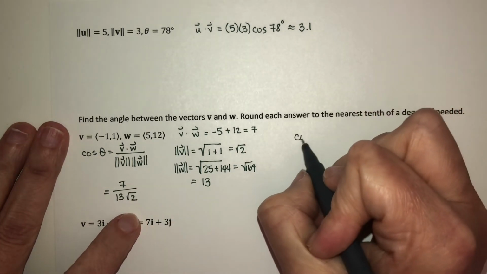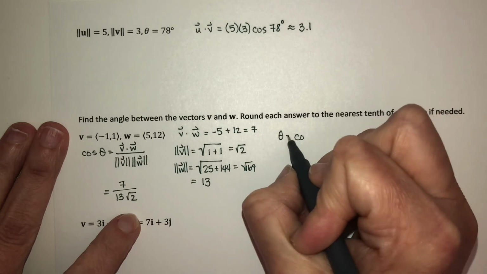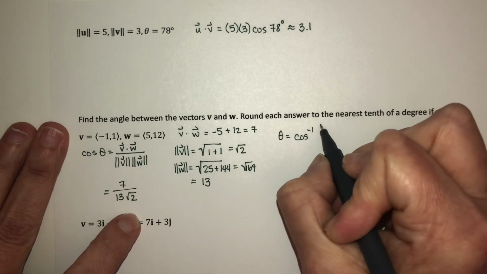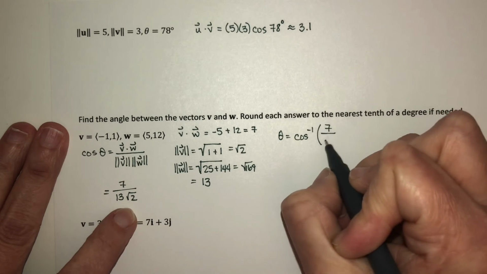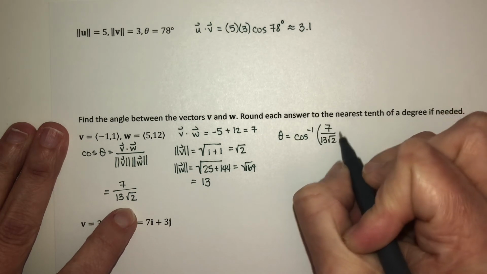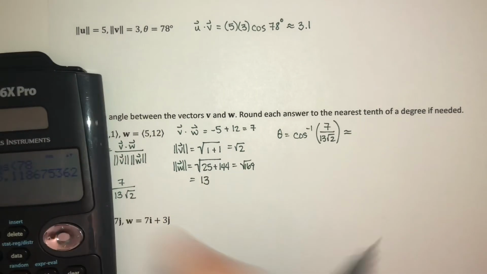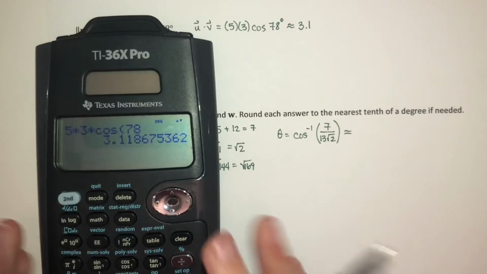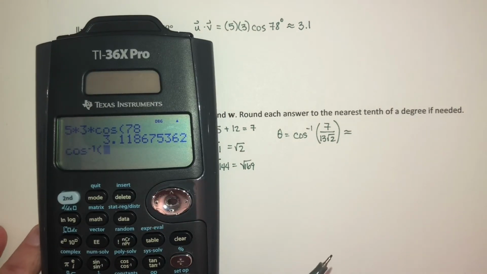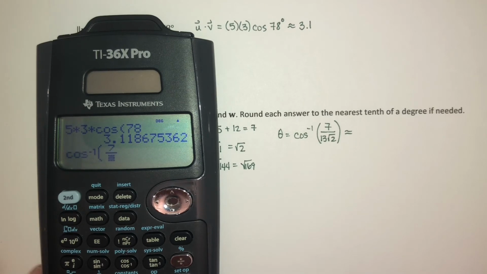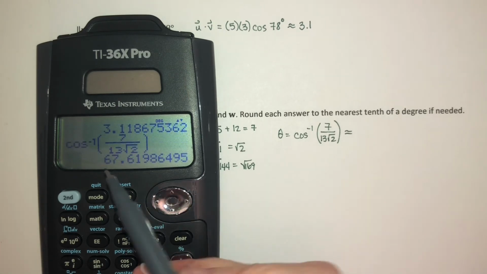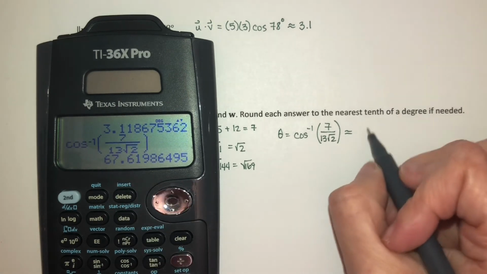So find inverse cosine. Your theta is going to equal inverse cosine of 7 over 13 square root of 2. We're asked to find our answers to the nearest degree, so make sure that you are in degrees. Inverse cosine of 7 over 13 square root of 2 is approximately 67.6 degrees.